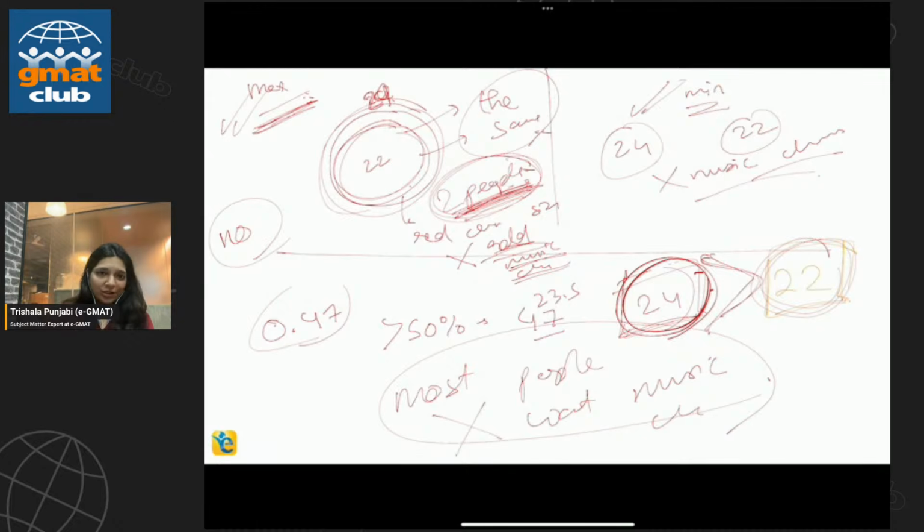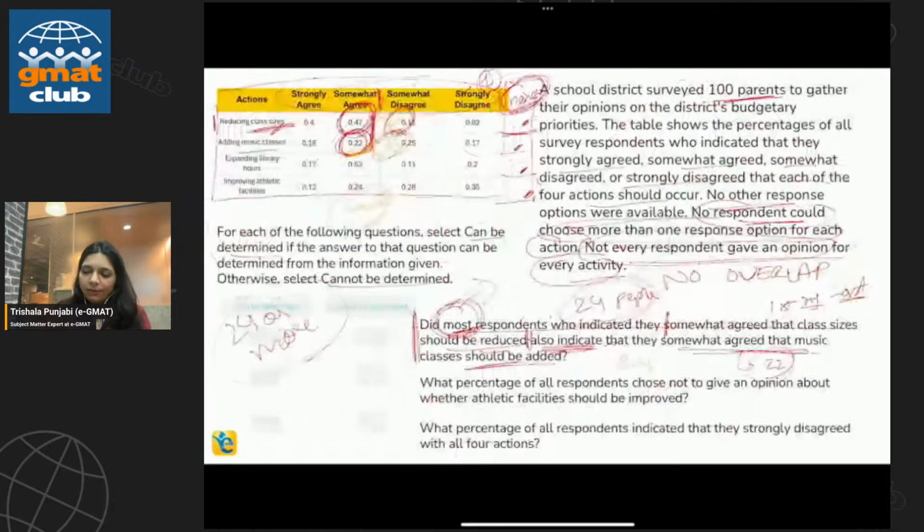They don't want music classes. If this number was, let us say, 25, right? Instead of 0.22, it was 0.25. Then it would have been cannot be determined. But because of the sheer fact that this is 22, it can be determined. That's why this is a yes.